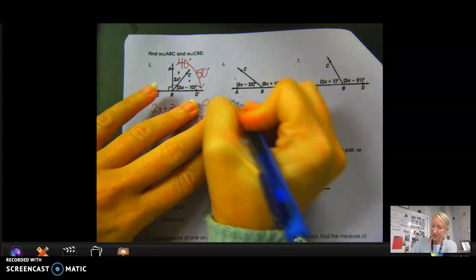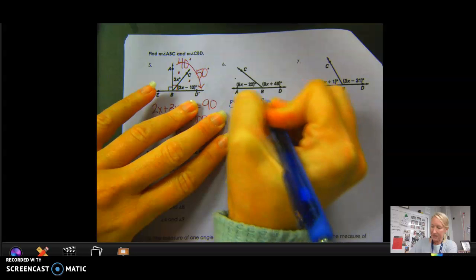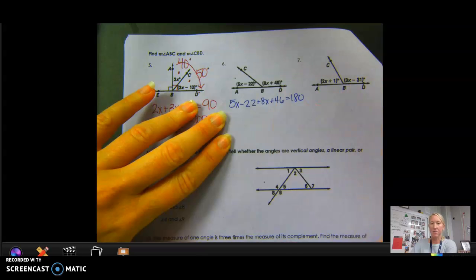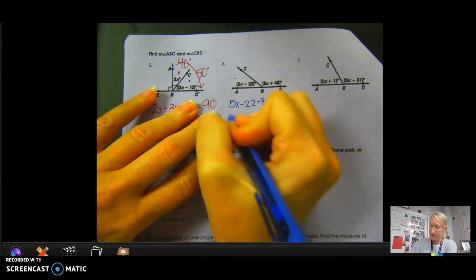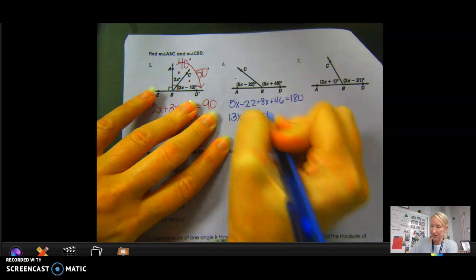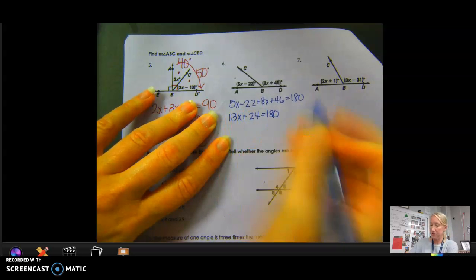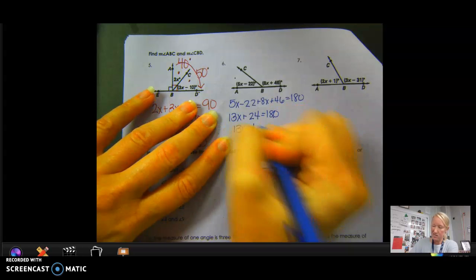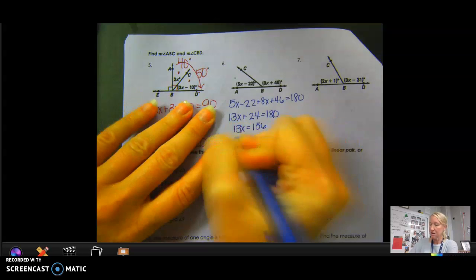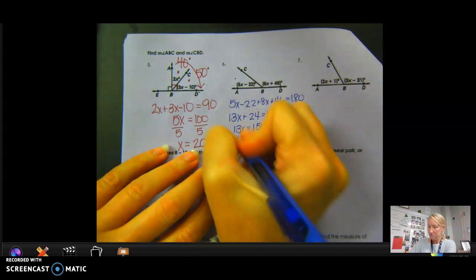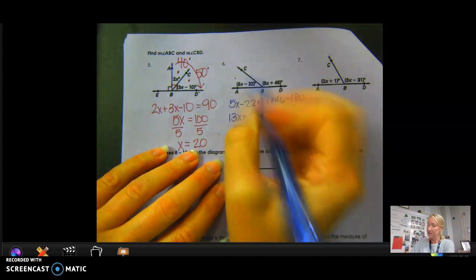So 5x minus 22 plus 8x plus 46 equals 180. Combine like terms, same side, so that'd be 13x plus 24 equals 180. I'm going to subtract 24 from both sides, so 13x equals 156. Divide by 13, divide by 13, and 156 divided by 13 is 12. So x is 12, but now I need to plug it back in.